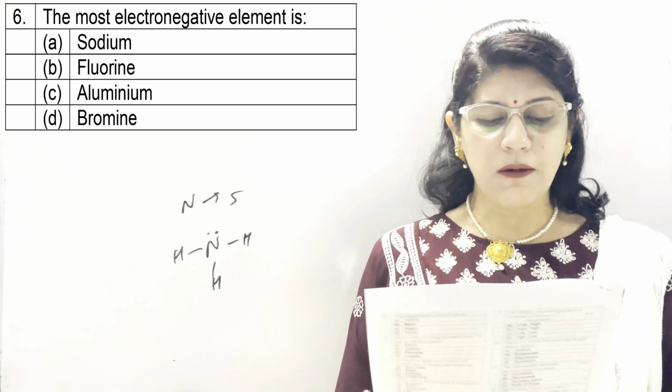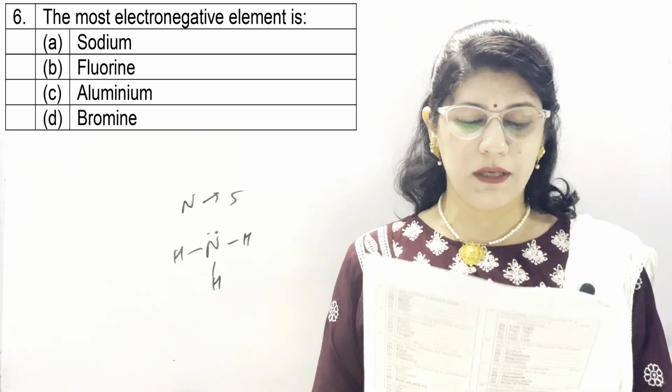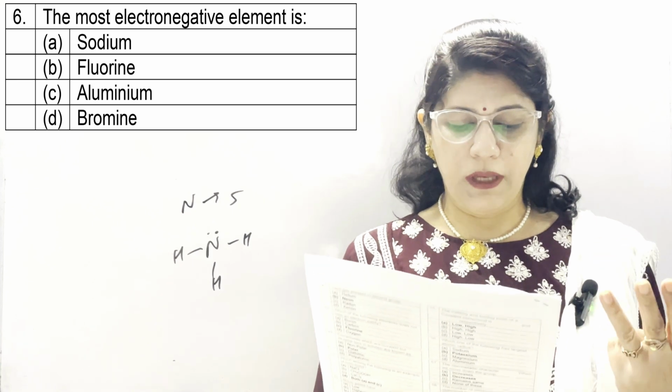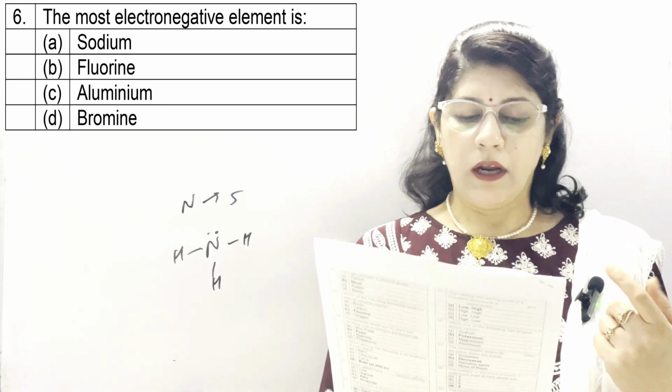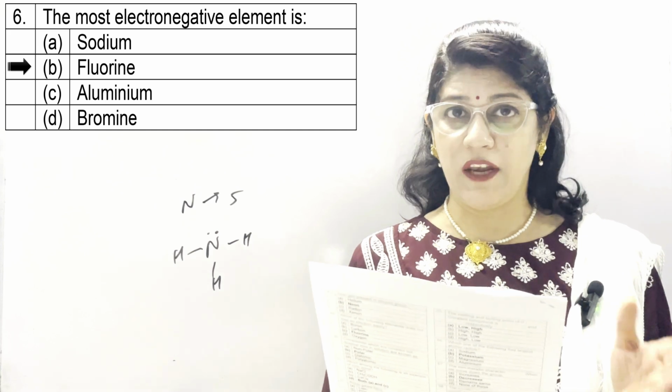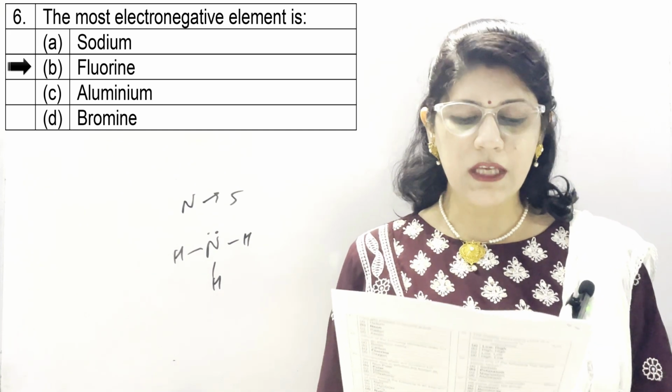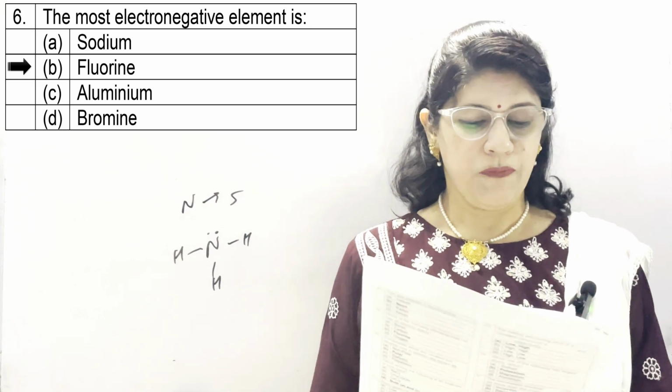MCQ number 6 is: the most electronegative element is. Options are A sodium, B fluorine, C aluminium and D bromine. Correct option is fluorine because when we move from left to right, electronegativity increases. So fluorine is the most electronegative element.